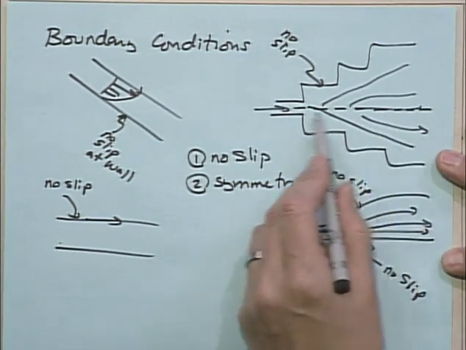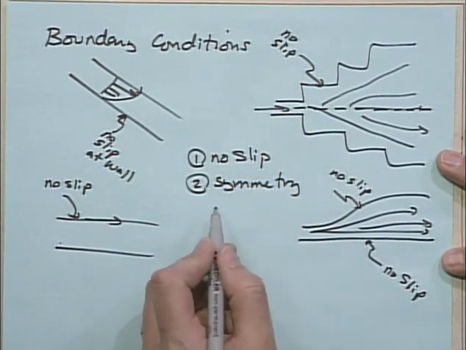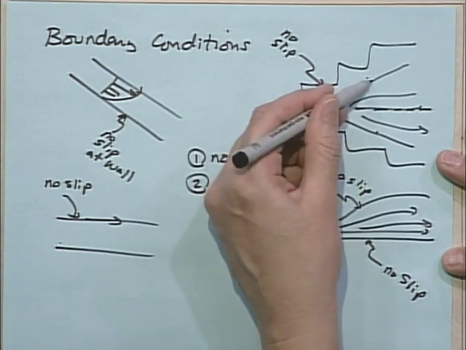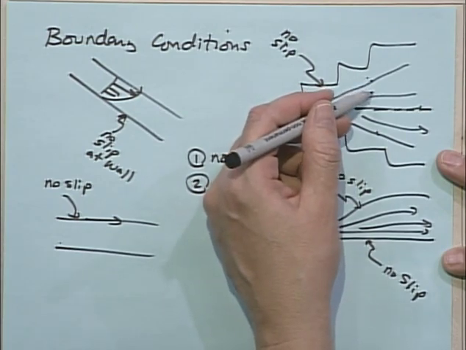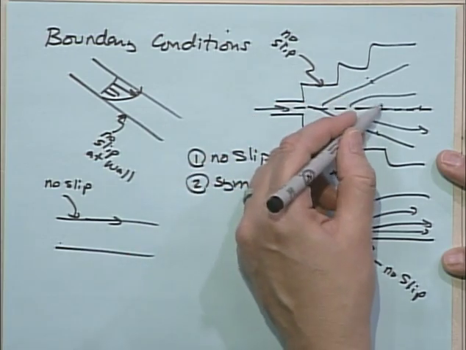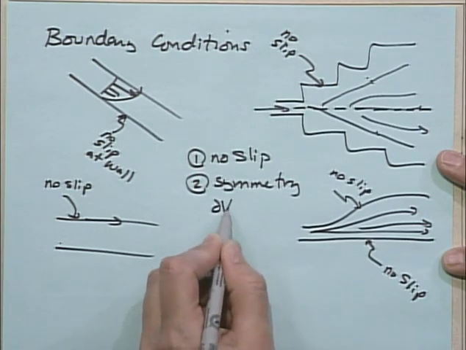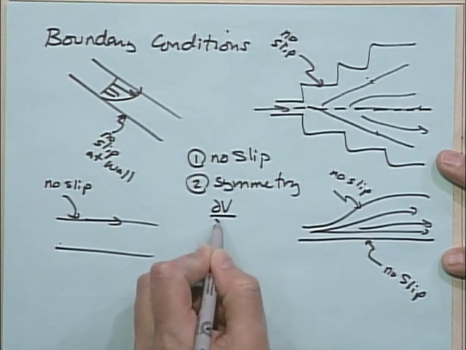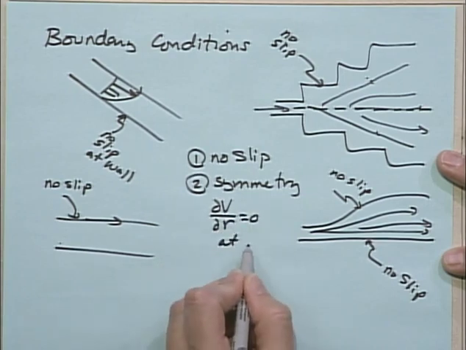So if there is a plane or a line of symmetry in the flow, the symmetry boundary condition says that the flow on either side of the plane or around a line of symmetry must be the same. And so that typically means that there's a maximum in the velocity at the center. So that's typically some velocity component goes to 0 at the line or plane of symmetry.